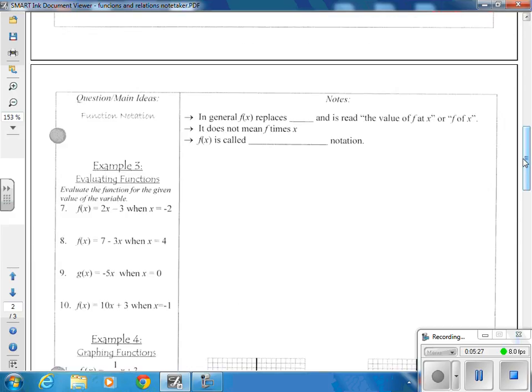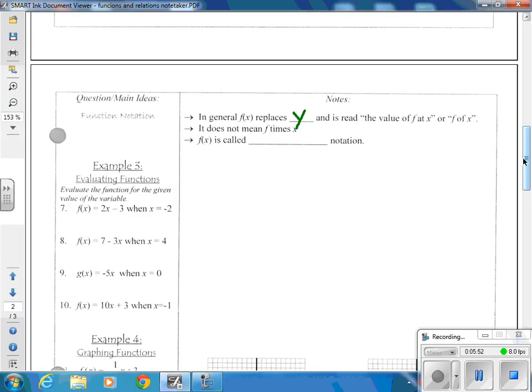If you go to the back side of the sheet, you're looking at function notation. Just like there's scientific notation and all these other types of ways to write numbers, function notation is just a fancy way to write functions. You're going to see it written as f parentheses x, and that replaces the letter y. It's read "the value of f at x", or we simply say "f of x". And that's the easiest and quickest way to say it.